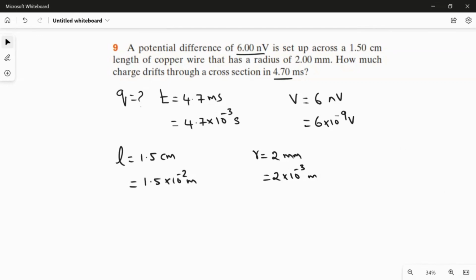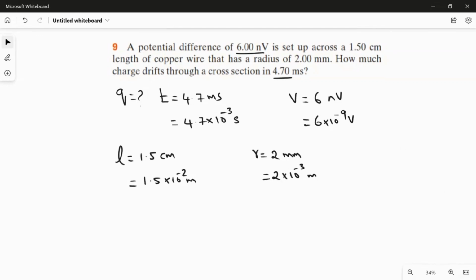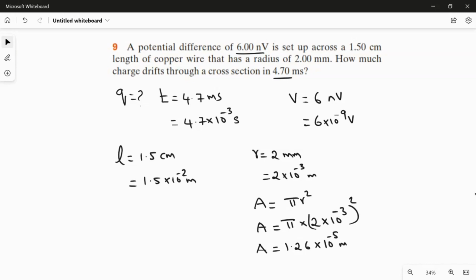For calculating the value of the charge, we need the cross-sectional area of the wire. So first of all, I'm going to calculate the area. As we know, the cross-sectional area of the wire is like the area of a circle, and the formula for the area of a circle is pi r square. Therefore, area is equal to pi multiplied by 2 multiply 10 power minus 3, the whole square. I got the area as 1.26 multiply 10 power minus 5 meter square.